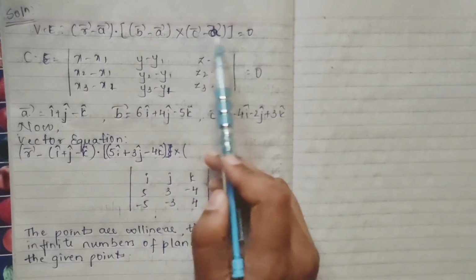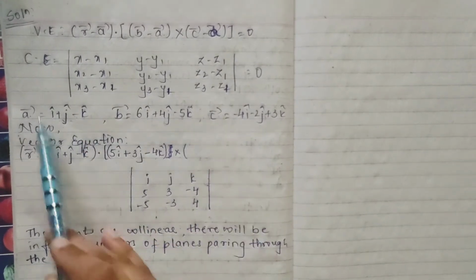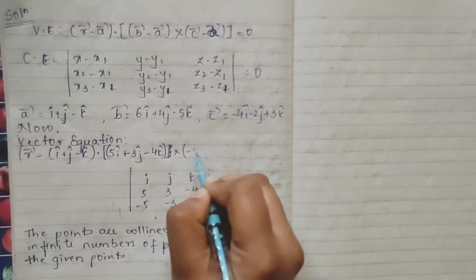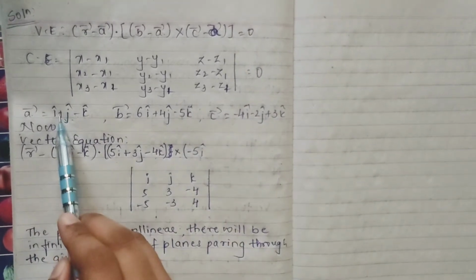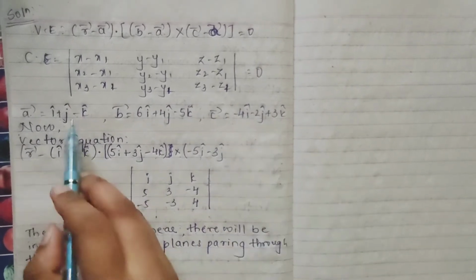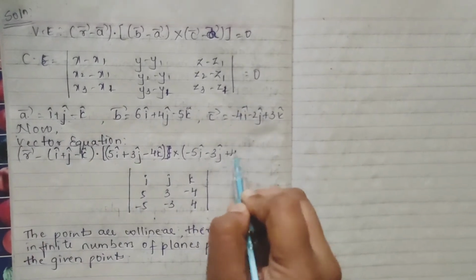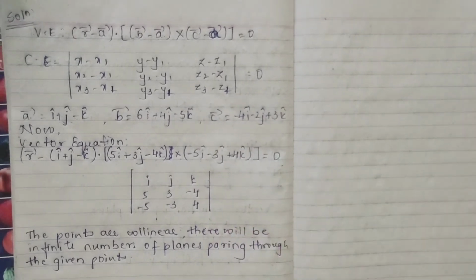Again cross product vector c minus vector a. So vector c and vector a we have to do. See, minus 4 minus 1, what does it become? Minus 5 i cap. Minus 2 minus 1 becomes minus 3 j cap. Here plus 3 plus 1 becomes plus 4 k cap. Okay, so this is equal to 0.